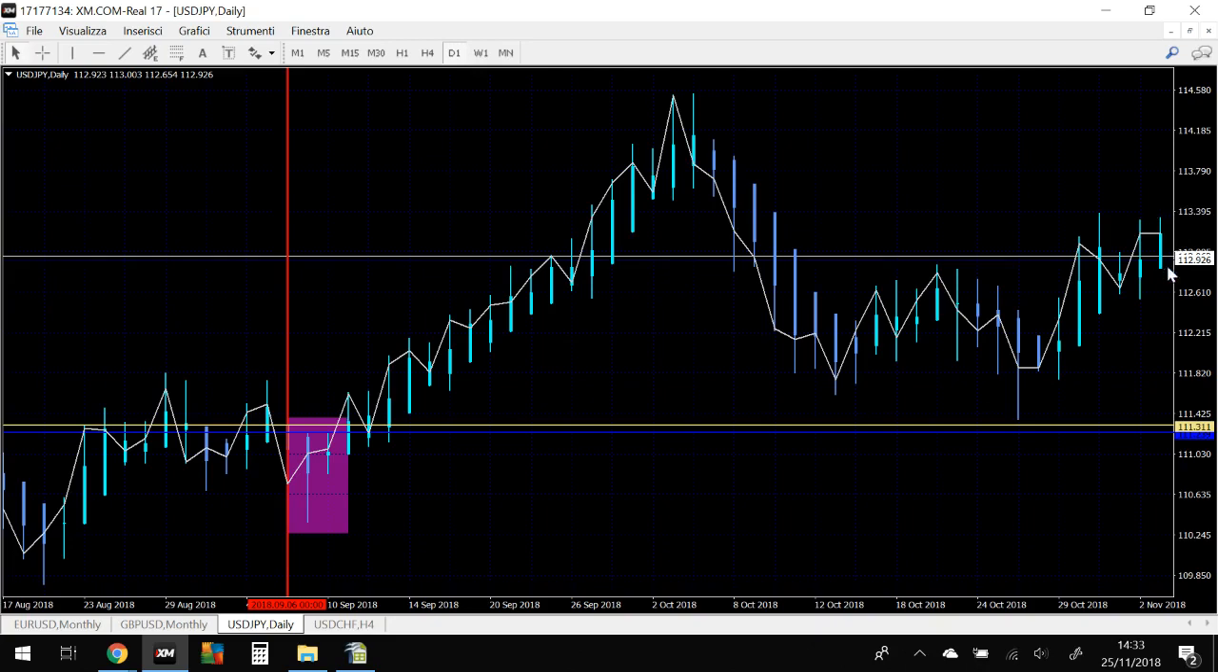If we take this bar here, the open, the highest, the lowest, and the close of the bar is the average of the current price, the open, the lowest point, the highest point, and the close. So it is the average of all these points here.